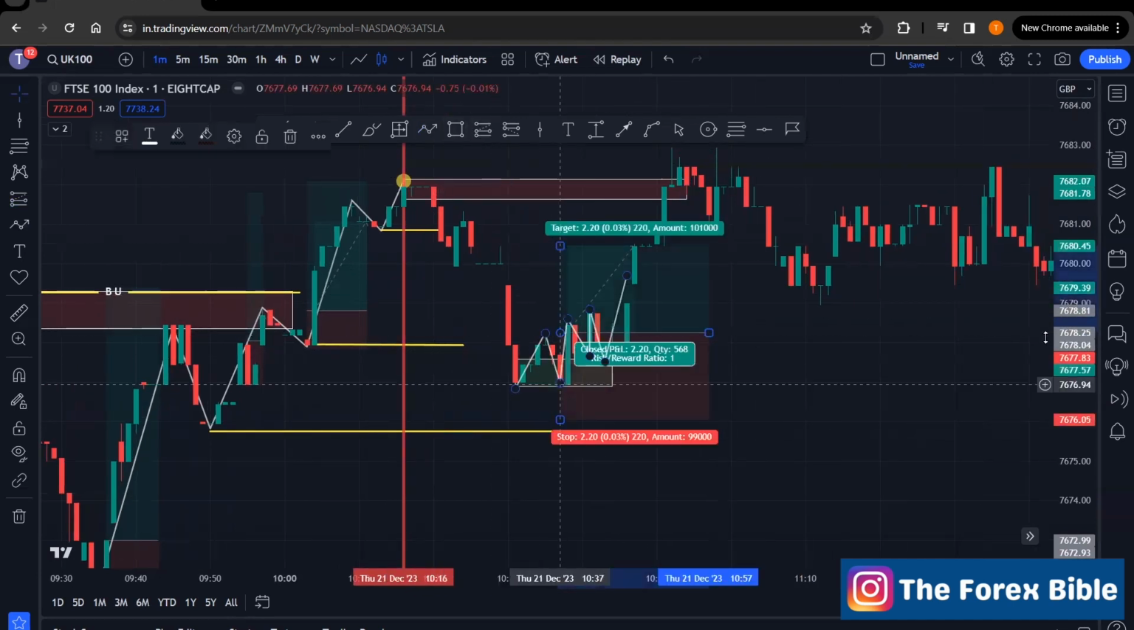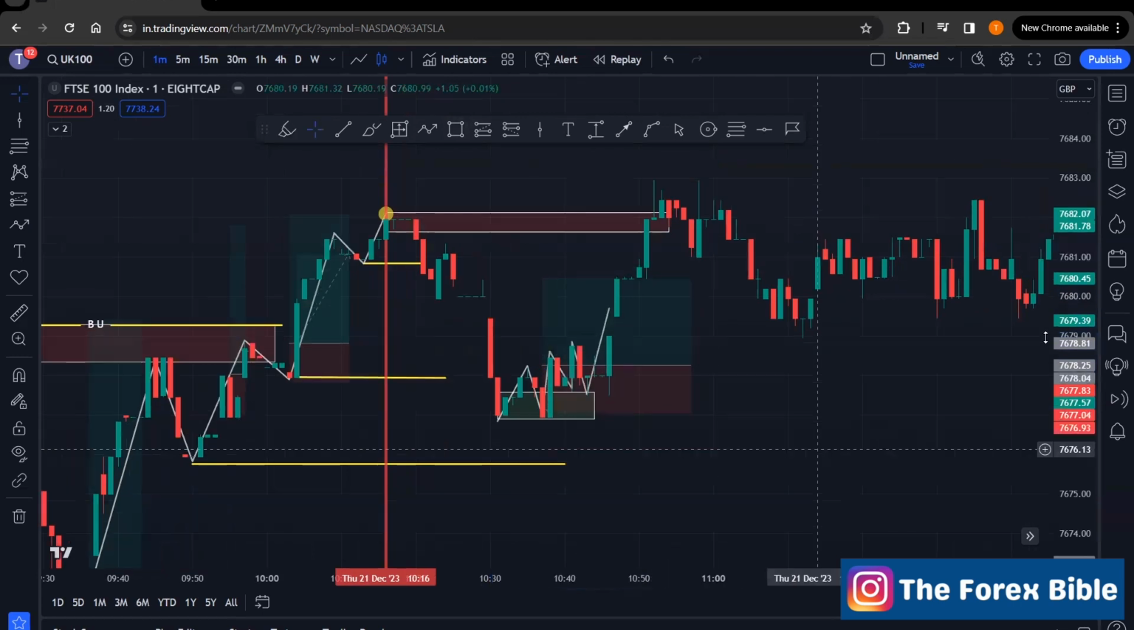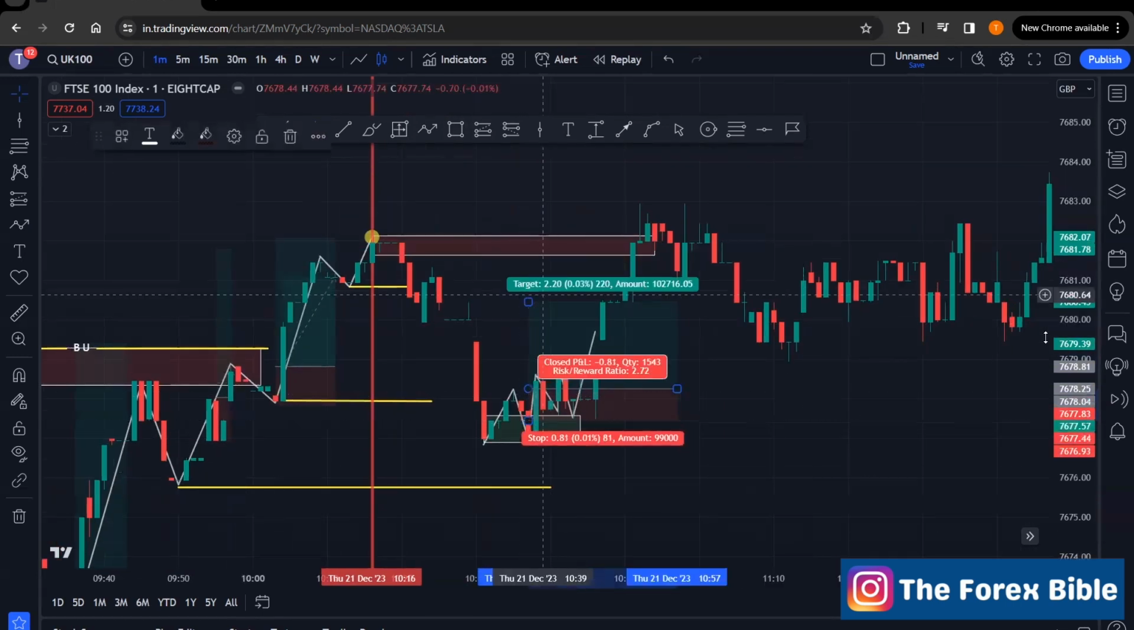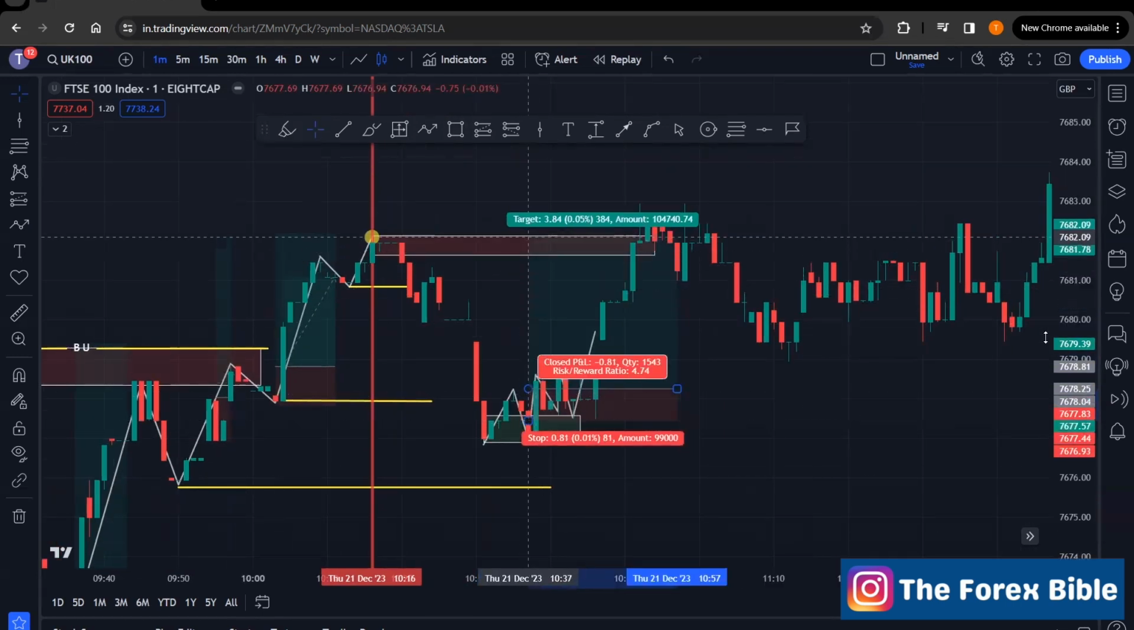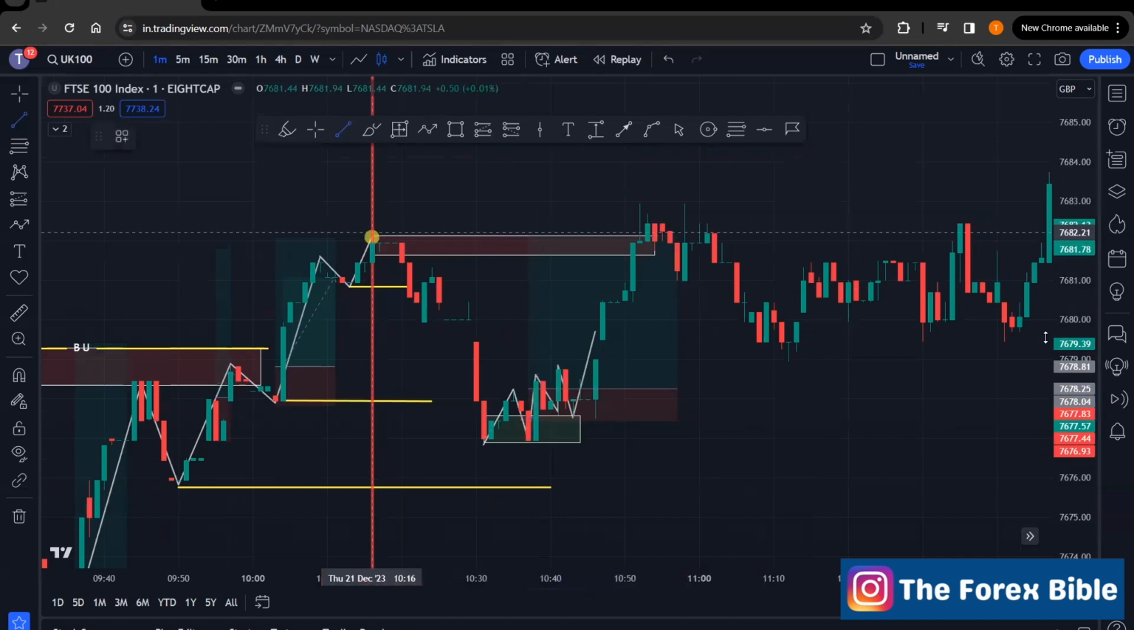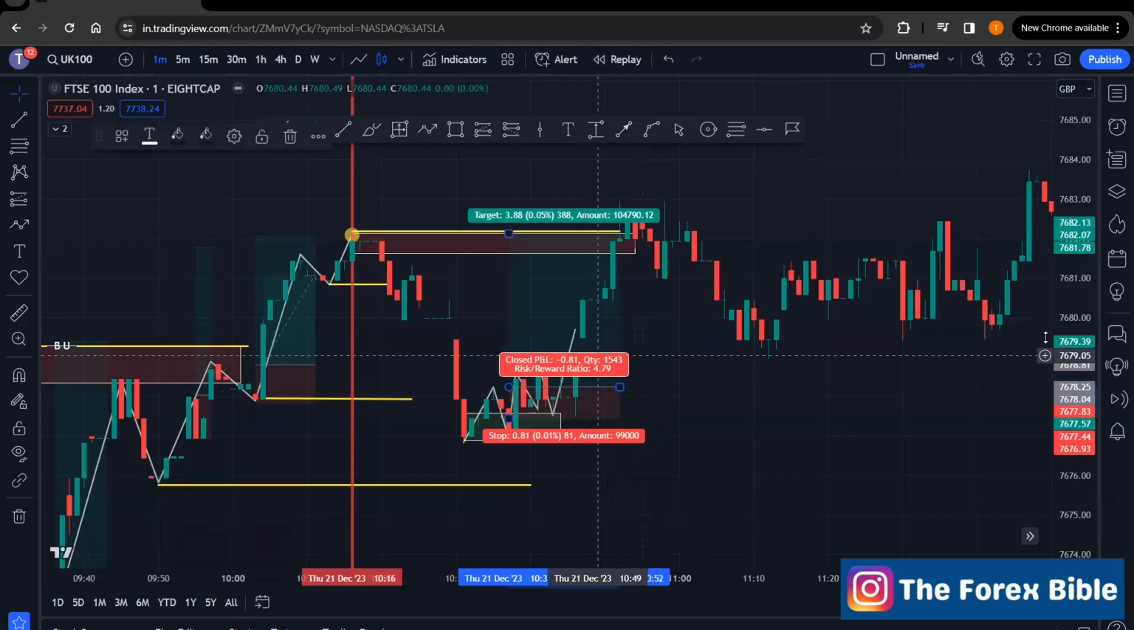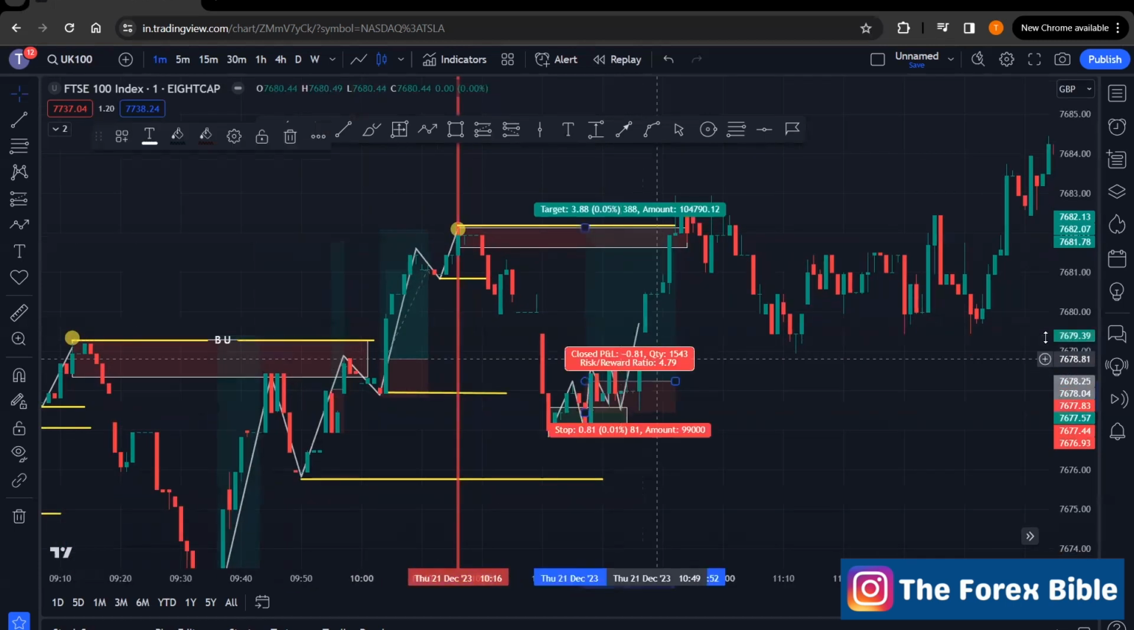So first trade I will be pushing over here. I'll be putting my stop loss on the 50% of this big candle like this, and I'll be targeting towards the major high in the market because this is the major higher high. Now look at this. This is the major higher high. Right. So in this trade, I have made a profit of 4.79. That means I have converted my $100 into $4.79.